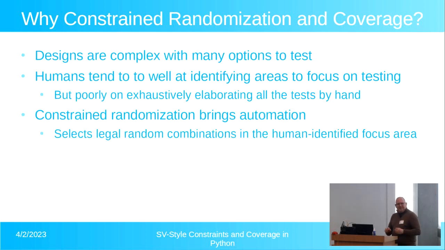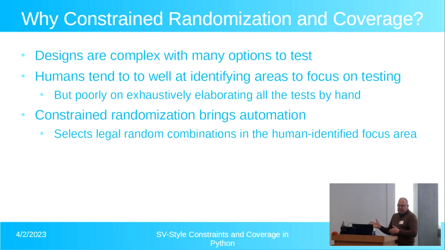That's where constraint random comes in. Constraint random allows us to specify constraints on what's legal, what makes a good test, something that we care about, and let automation, in the form of the constraint solver, figure out the specifics of what that test is. It helps us cover the space that we care about with some guidance, but it also helps to uncover key cases that we didn't think of. So it really helps to find bugs very effectively.